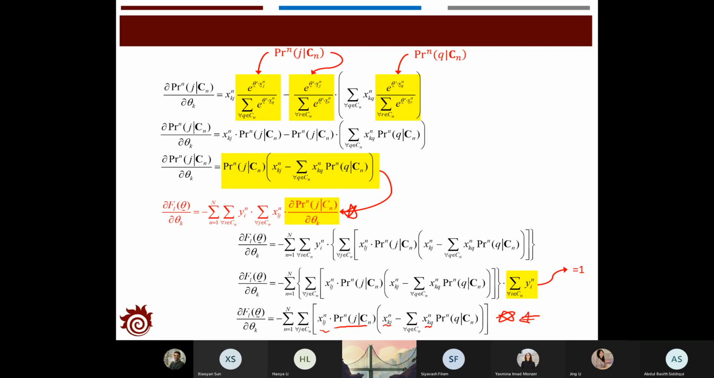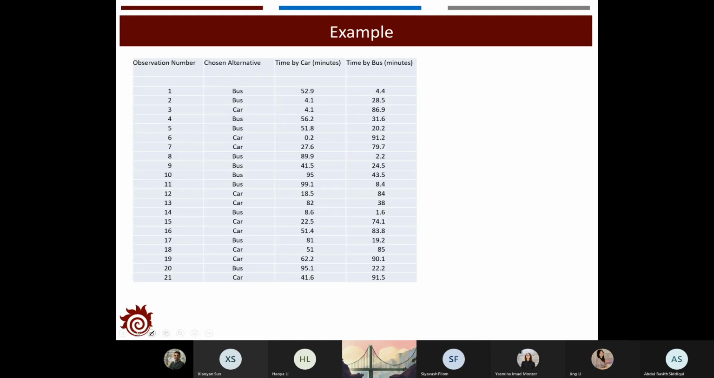It's very complicated. So what I want to do is give you an example about how we can apply this calibration process to a simple problem. In this example, we will consider a simple case with only 21 observations. For each individual, each observation, they have two different modes to take, either car or bus. So that will simplify the estimation a lot.